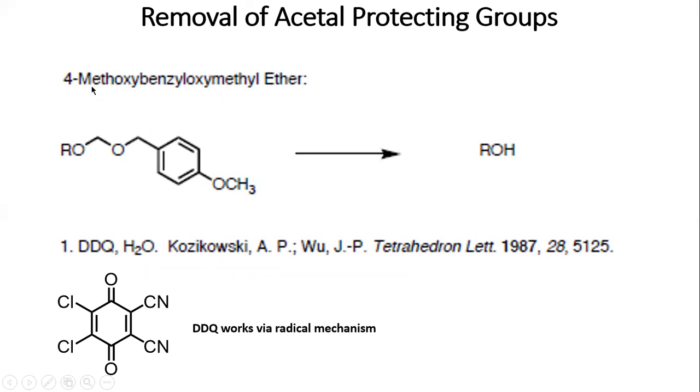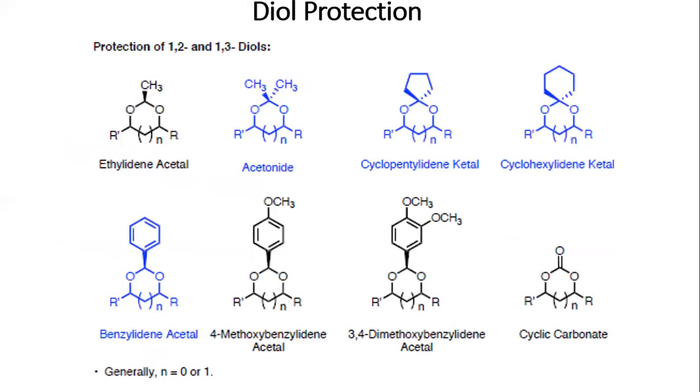Another way to remove the benzyl methyl ether is to use DDQ, which also works via a radical mechanism. So it's a one electron donor. So DDQ is a way to remove this ether as well. So a lot of times, if we're reading a paper and we see some of these reagents, then we'll know what the purpose of those reagents are, right? And this class of protecting groups is for diols, right?